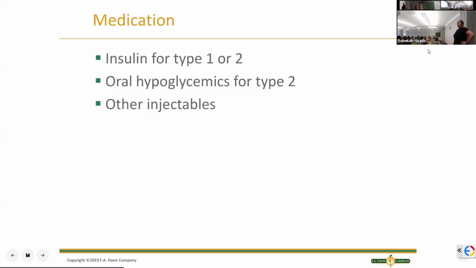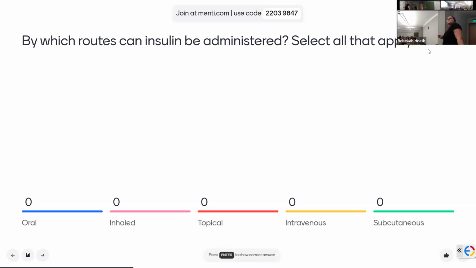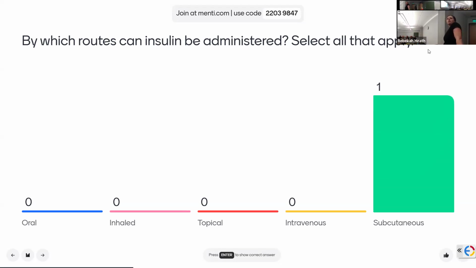So medication: insulin could be for type 1 or type 2. Oral hypoglycemics are typically just for type 2. And then there's other injectable medicine. All right, here's a question for you. Which route can insulin be administered? Select all that apply. So how can we give patients insulin? Oral, inhaled, topical, intravenous, subcutaneous?